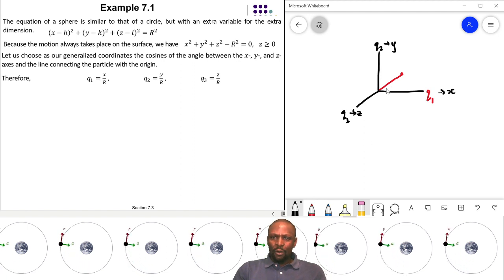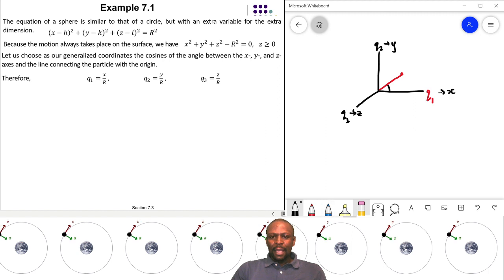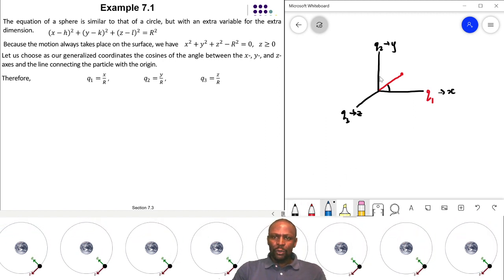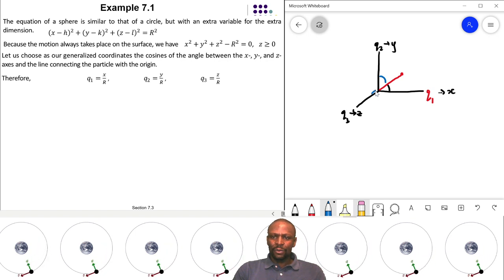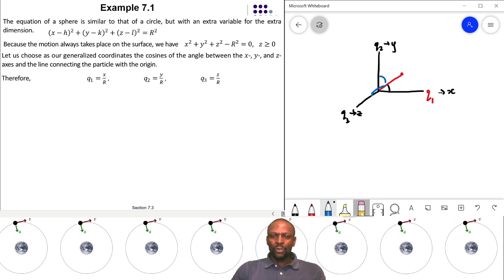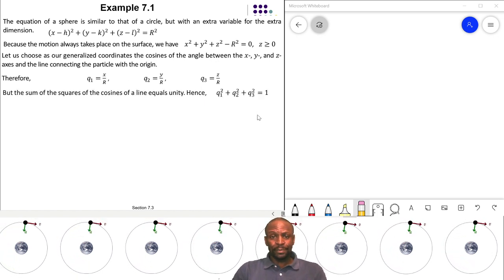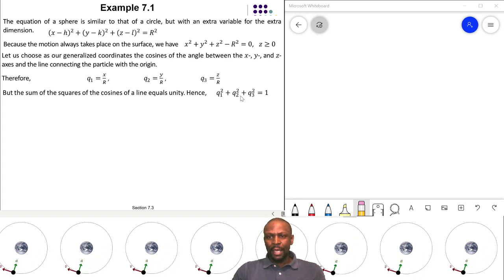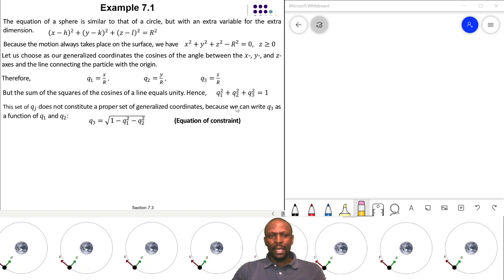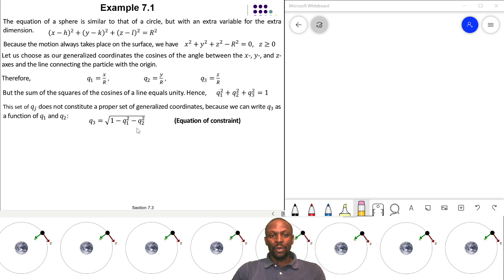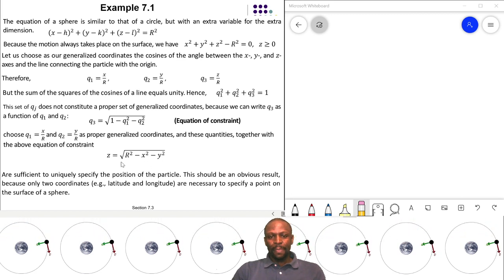So now the cosine for q1 will be this. Now the cosine for q2 will be referring to that angle. Now the cosine for q3 will be referring to this angle here. You will agree with me that they will be given by these equations there. Now the sum of the squares of the cosines of the line equals unity, and that is going to be the equation. Now from there we can make q3 the subject of the formula. If we make q3 the subject of the formula, this is the equation that you are going to have. Now from that equation, if we use the fact that this is given by that, therefore you are going to have this equation here.